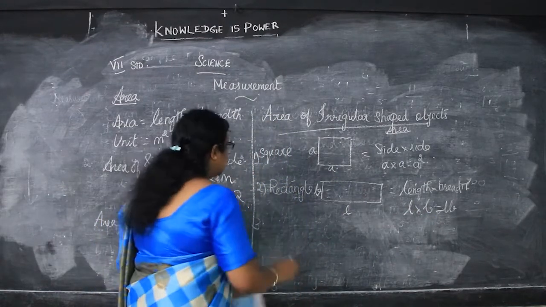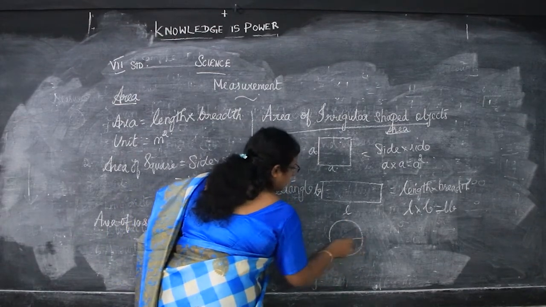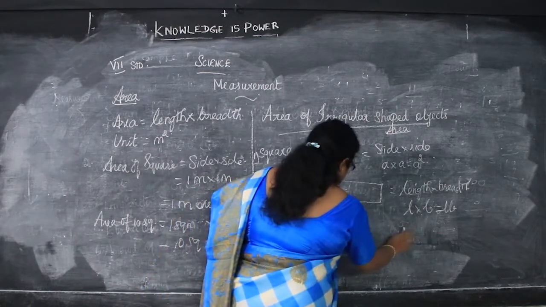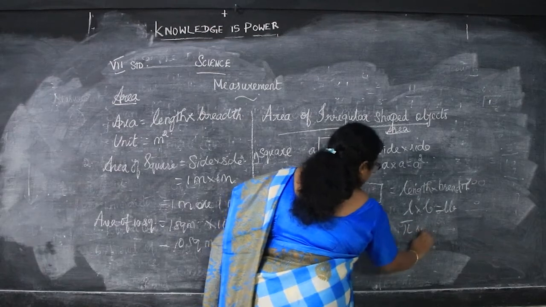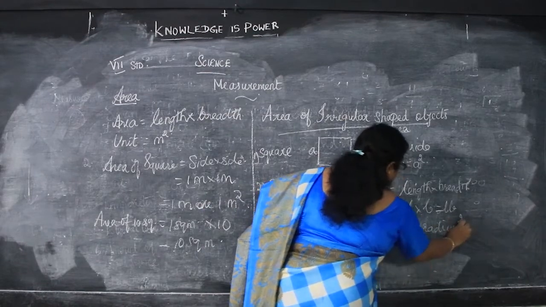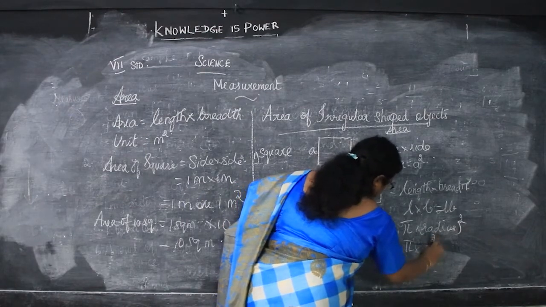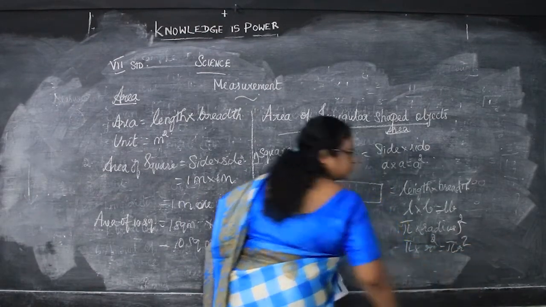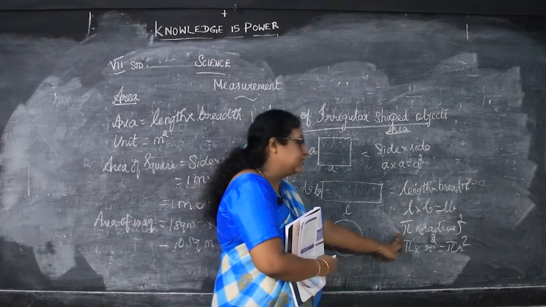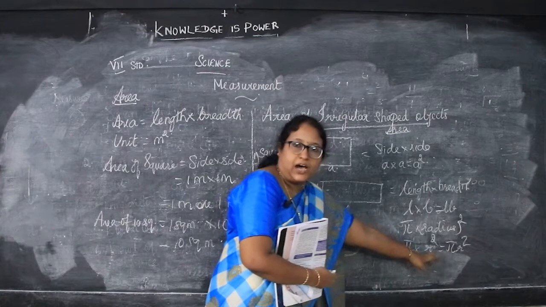Now the third is circle. In a circle, you see the radius. What is called a radius? For this radius, the area is pi into r square, where r stands for radius. So pi into r square gives pi r square.